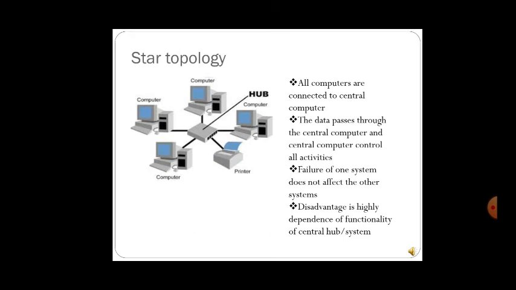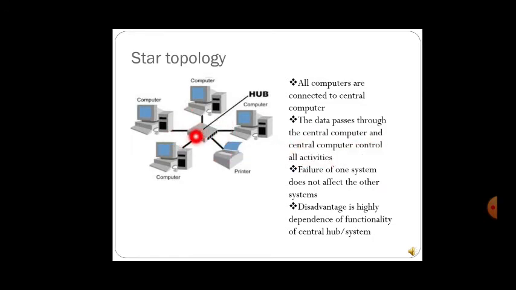Can you just see in the image, there is a hub. This is a central hub, and all the computers are connected to it, including a printer here. So this forms a star. All the computers are connected to the central computer. So the data passes through the central computer, and the central computer controls all the activities here.